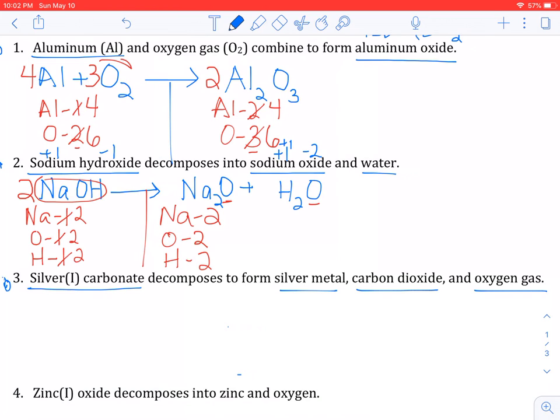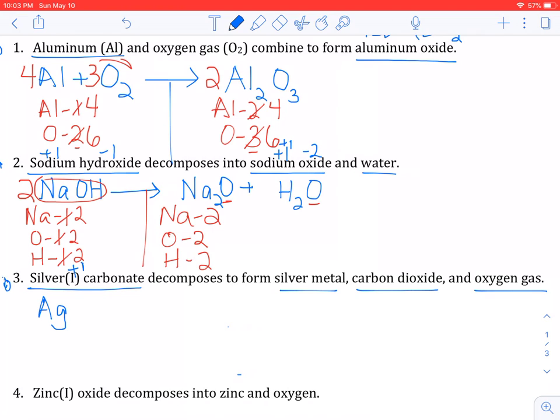Okay, so I'm going to start with silver carbonate. That's, again, something that does not have prefixes, and it does have a metal in it, so that tells me it can't be covalent. It has to be an ionic compound. So silver is Ag. Silver 1, the Roman numeral 1, remember, means that that has a charge of +1. So that Roman numeral tells us the charge.